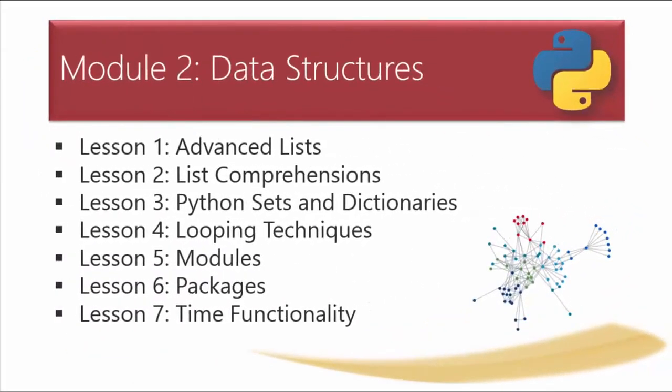Module 2 is where we'll get into data structures. 7 lessons in this module. Lesson 1 is about advanced lists. Lesson 2 is list comprehensions. Lesson 3 is working with Python sets and dictionaries. And Lesson 4 is looping techniques. So for instance, we'll take a look at how to effectively use the for and while loop within the Python code. Lesson 5 is about modules, and Lesson 6, packages.